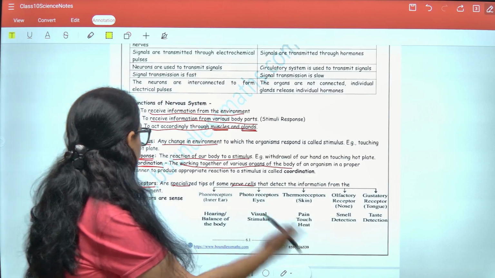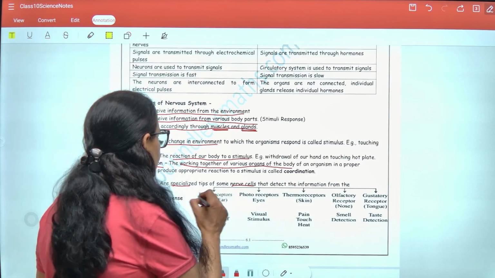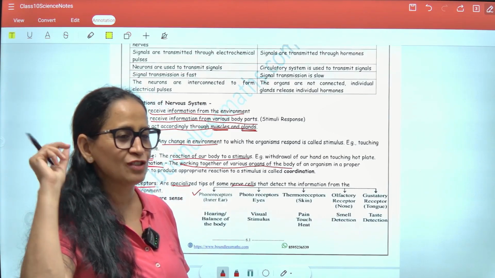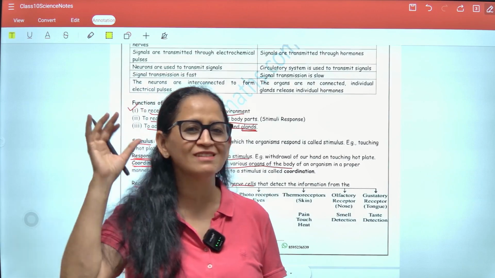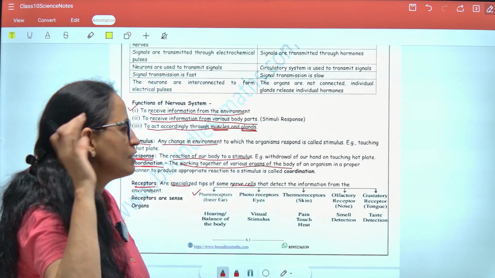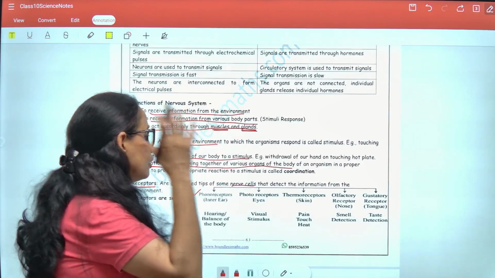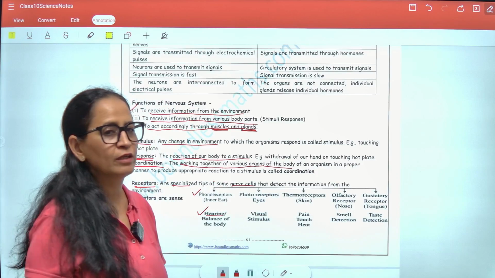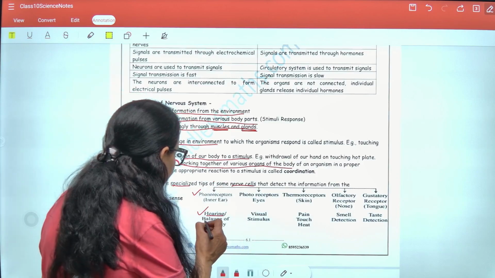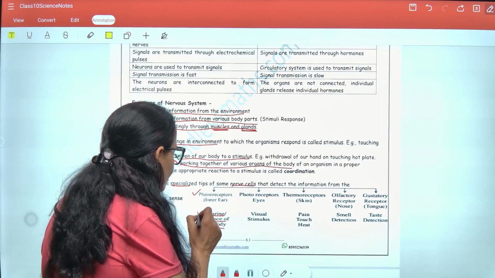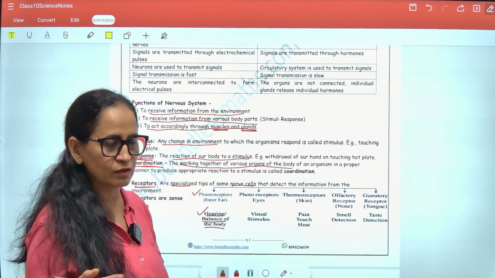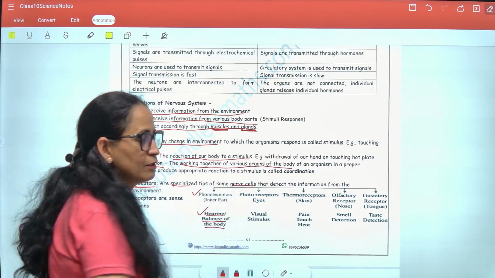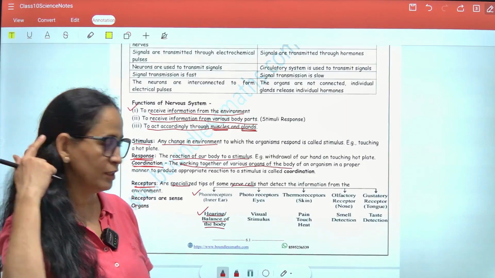So what are the different types of receptors? First one is phonoreceptors. It is related to the word phonetics. Phono means sound. So phonoreceptors capture information through the ear, specifically related to hearing of different sounds or maintaining balance of the body. So it is not just hearing but also maintaining balance of the body. Both these environmental changes are captured by the phonoreceptors present in our ear.